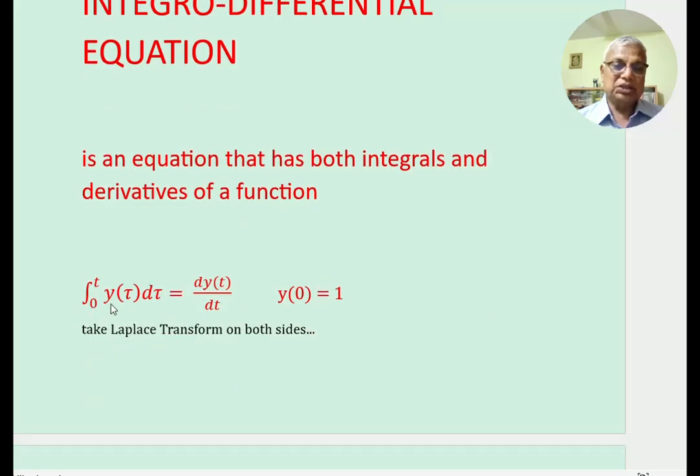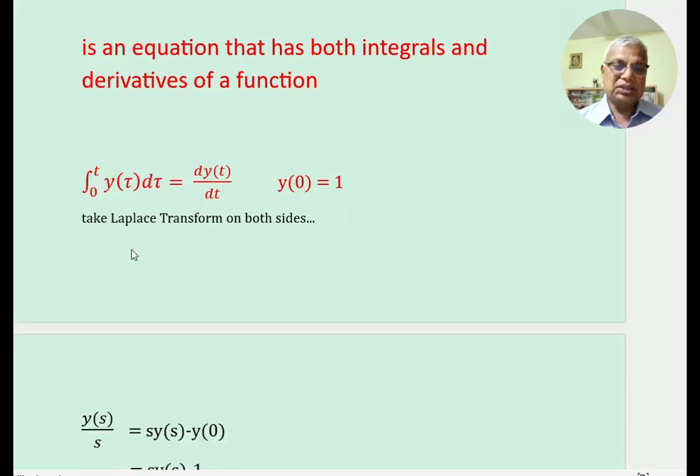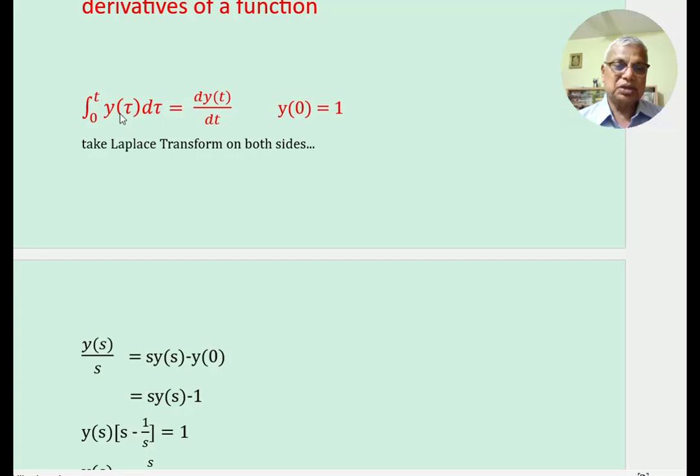So the given equation is this. This is an integral of y tau d tau equal to dy by dt. The initial value is 1. So let us solve this by the usual method. Take Laplace transform on both sides. First, the left hand side is the integral. This is Y(s) by s. You may think this is y of t, this is y of tau. This being a definite integral, y of tau d tau is the same as y(t) dt. So this can be considered as the integral from 0 to t of y(t) dt.